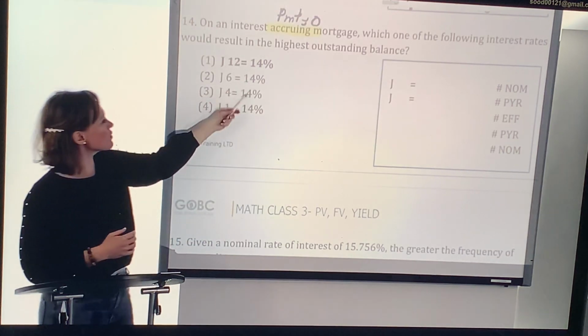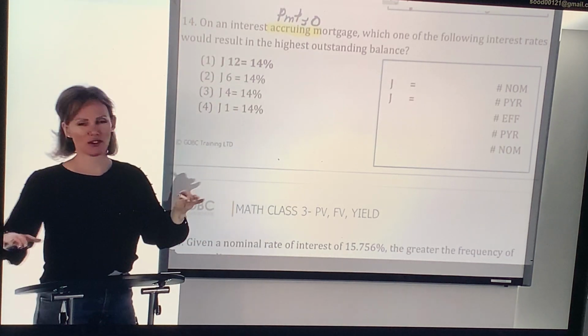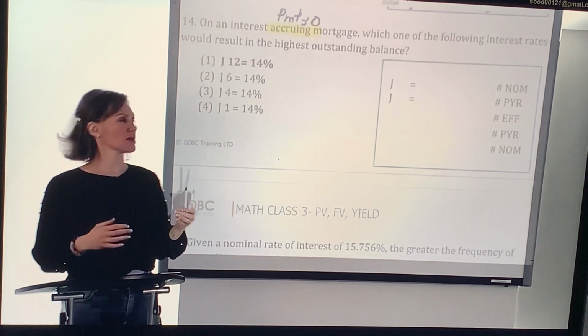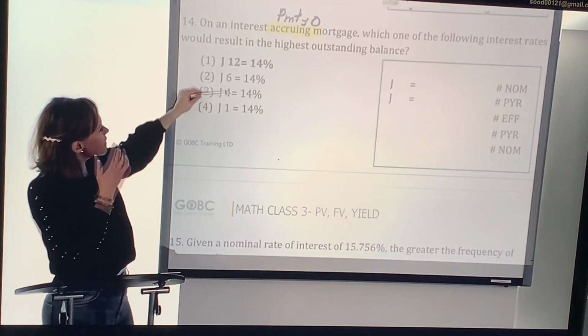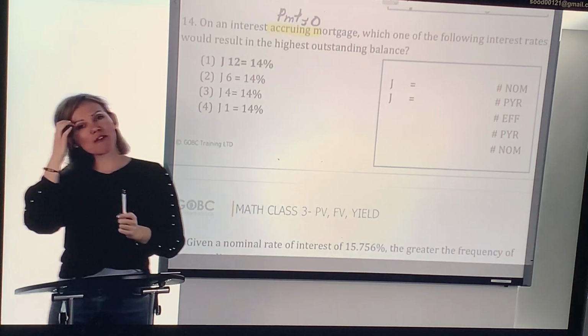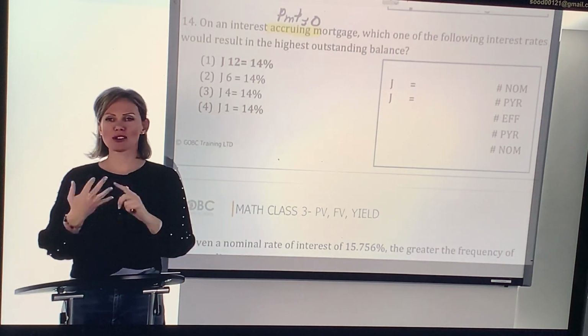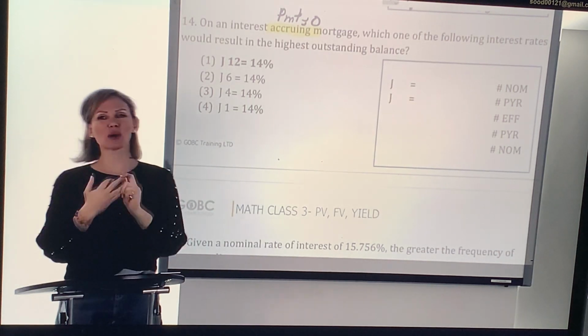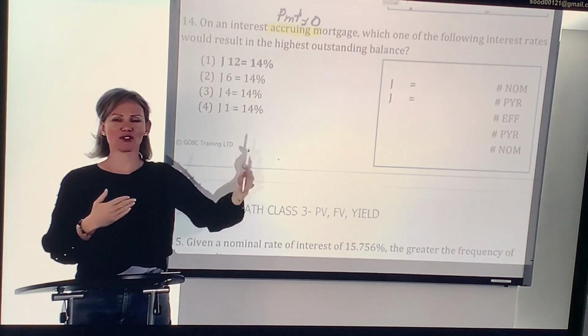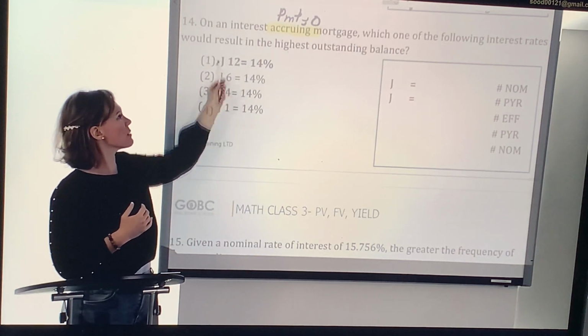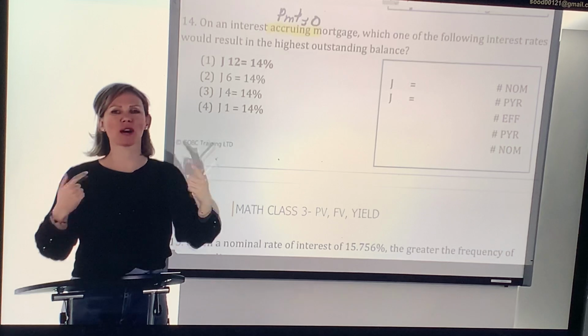So you see how every single one of those answers has the same interest rate, which is good. If they were different, then we would have to do something. But in this case, they're all the same, and the only difference is the compounding. So if they're referring to the highest outstanding balance, that means how much more money do you have to pay? Of course, it's with the highest compounding. The more they compound the rate, the more money they will make from you.